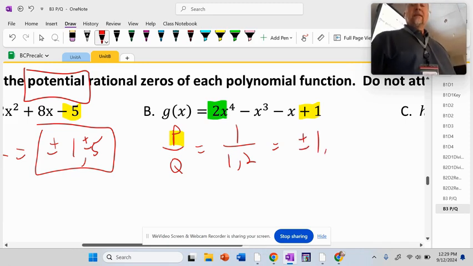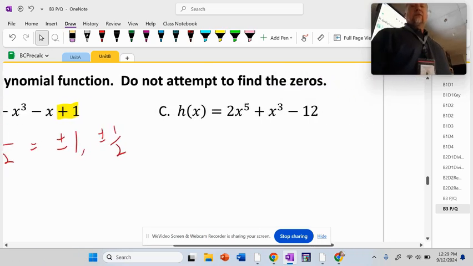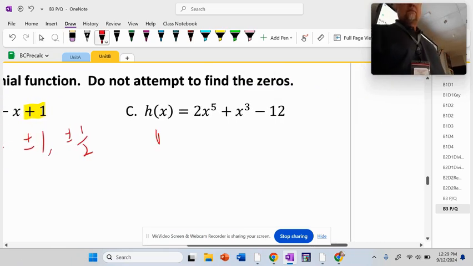This is just plus minus 1 and then plus minus 1/2. So we could have fractional things. All right. Then the last one's kind of rough. And then wait till you see what we do with this on the next page.